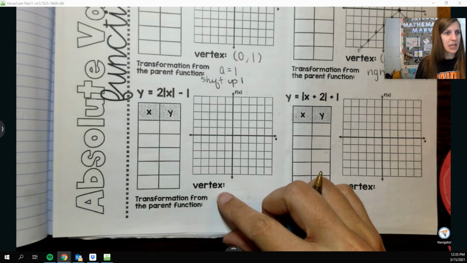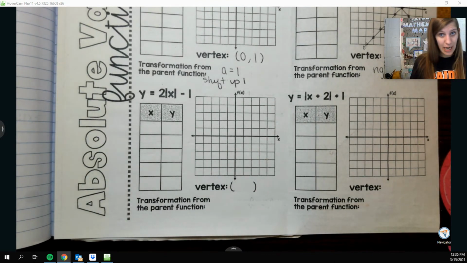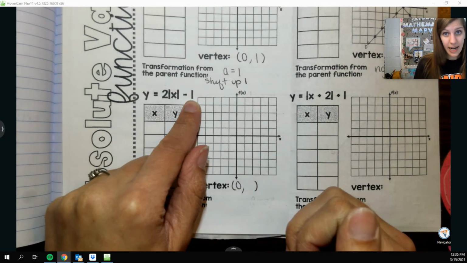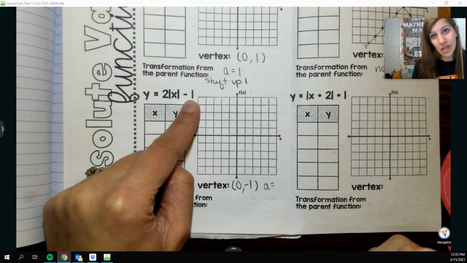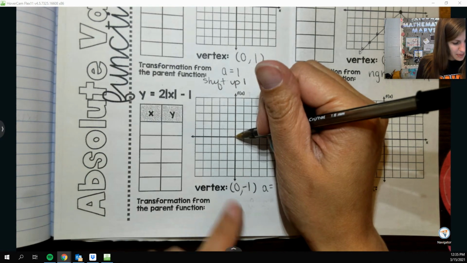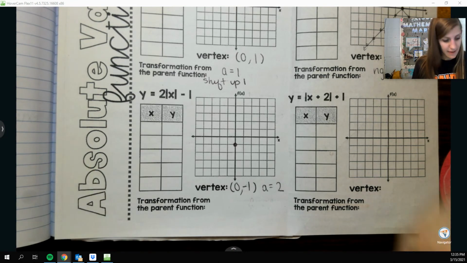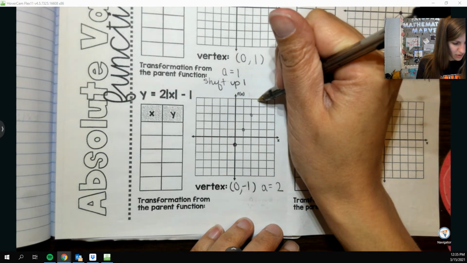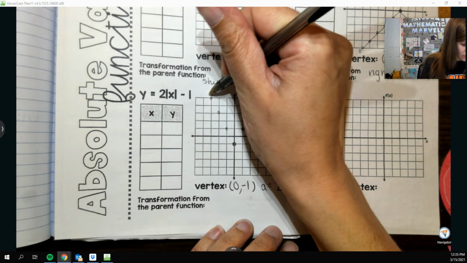Alrighty, trying the next ones. Looking at this one here, finding my vertex first, I'm looking for numbers being added or subtracted. There are none inside, so 0. But there's a -1 outside, so -1. The other number that I like to identify is my A value, which is the number being multiplied outside, so 2. So I plot my vertex. I go to 0, -1. Then I do my slope on either side to make a V. So from here, I'm going to go up 2 over 1, up 2 over 1, up 2 over 1. Then I got to flip it over, put it on the other side. So up 2 over 1, up 2 over 1, up 2 over 1.